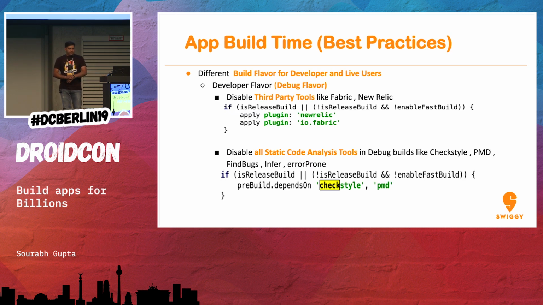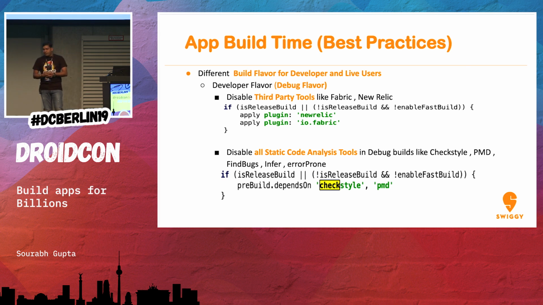Next, app build time. All this covers the optimization we have done for improving the app launch time, network response improvement, and image optimizations. Now comes the part for the developers. What are the best practices that we tried out to improve the developers' time and how to improve our app build time?